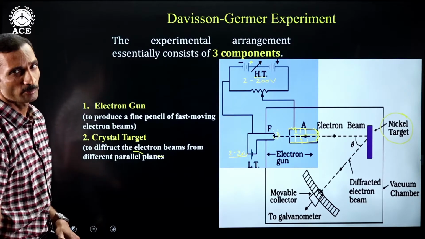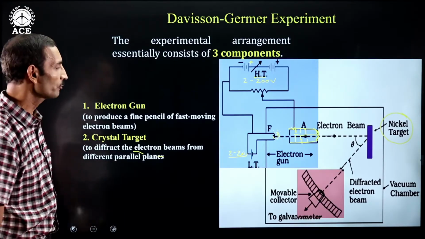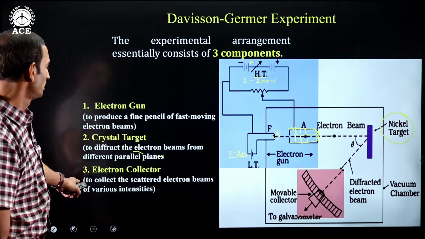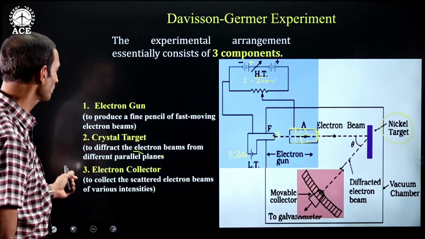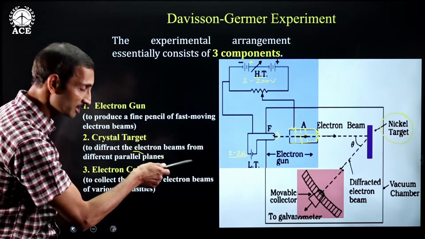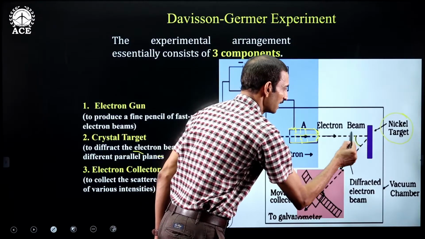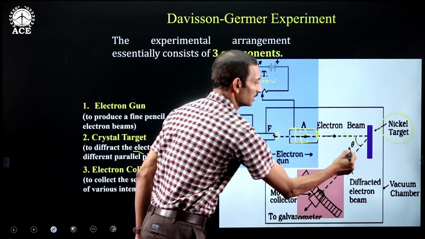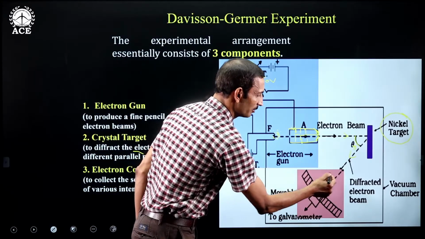Now, these electron beams that are diffracted or scattered in different directions have to be gathered in order to know their intensity. That is done by an electron collector. The electron collector is nothing but a metal cylinder which collects the scattered electron beams. Its main functionality is to collect the scattered electron beams of various intensities. This tells us about the angle between the incident electron beam and the scattered electron beam, which is the angle of scattering, the scattering angle. For different scattering angles, there will be different intensities.